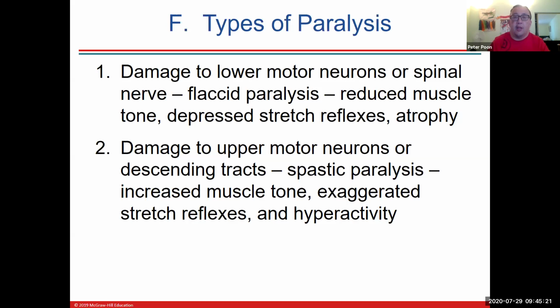So the types of paralysis: damage to the lower motor neurons or spinal nerve is flaccid paralysis, with reduced muscle tone, depressed stretch reflexes, and atrophy. Damage to the upper motor neurons or descending tracts is spastic paralysis, with increased muscle tone, exaggerated reflexes, and hyperactivity. I'm going to put up a link for you guys in a little bit that shows you what exaggerated stretch reflexes look like.